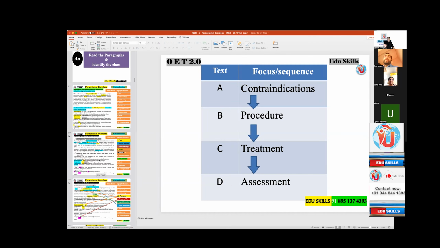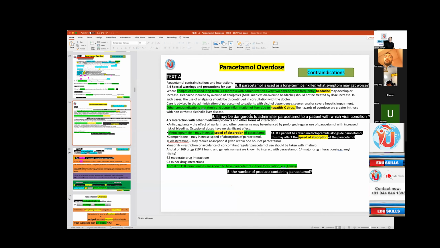Okay, just write hepatitis C. If you write virus, you will lose the mark. I'll just take you there. One sec. See here, the question is, it may be dangerous to administer paracetamol to a patient with which viral condition? Hepatitis C, because of shock and acute inflammation of the liver due to the hepatitis C virus. Now the question is, with which viral condition? The hepatitis C condition. Don't write virus there. It will be wrong.